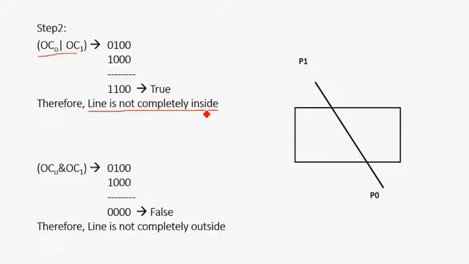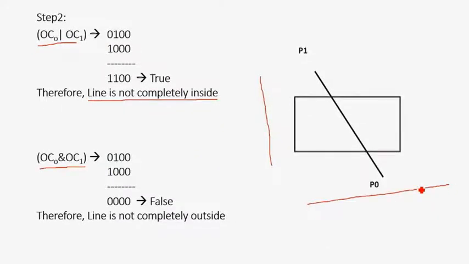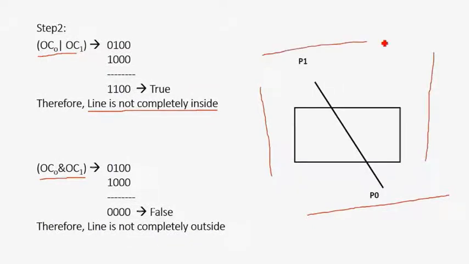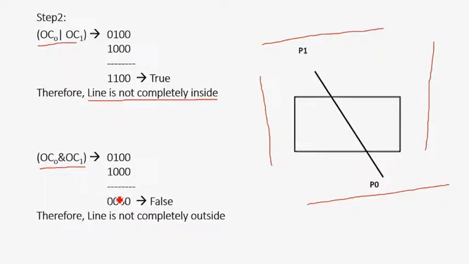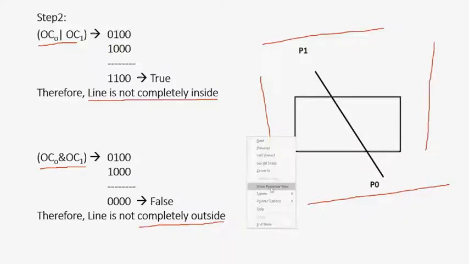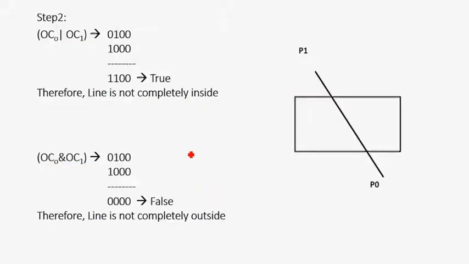Next thing is I perform an AND operation between these two. If I get true, I could have concluded that this line is completely on one side of my window, and that is outside. But since I did not get true, I got false. That means the line is not completely outside on a single region of the window. Since these two steps failed, now I have to go and do the clipping, computing the intersection with respect to some boundaries of the window.